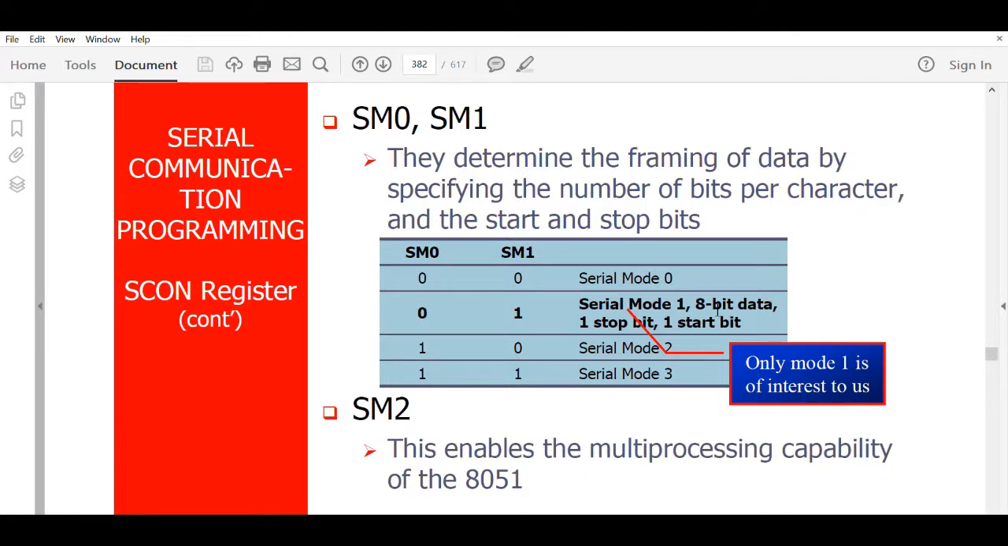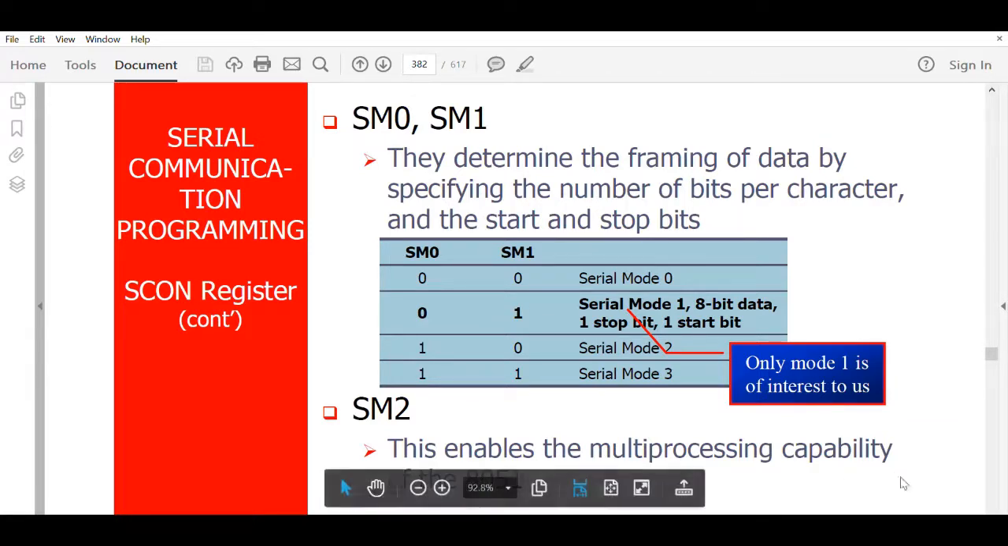0, 1, then it is serial mode 1. Data will be 8 bits, 1 start bit and 1 stop bit. 1, 0, serial mode 2. 1, 1, serial mode 3. So 0, 0 is serial mode 0, 1, 0 is serial mode 2, and 1, 1 is serial mode 3. 0, 1 is serial mode 1, with 8 bits of data, 1 stop bit and 1 start bit. Why are the others not talked about? Because we are dealing with only serial mode 1. So serial mode 1 means SM0, SM1 will be 0, 1.